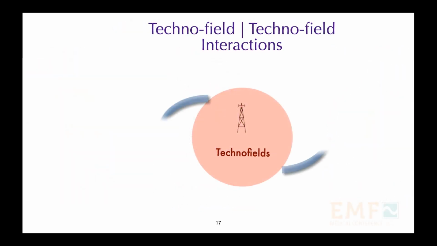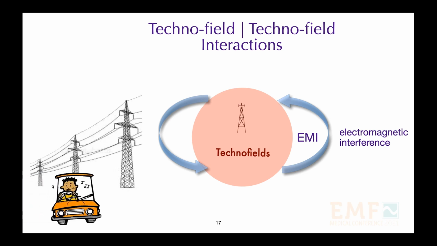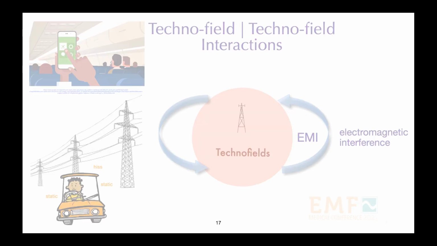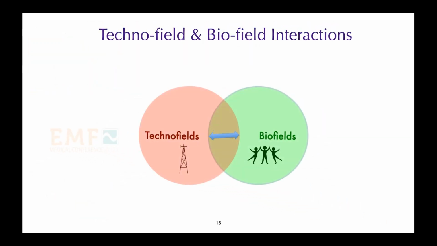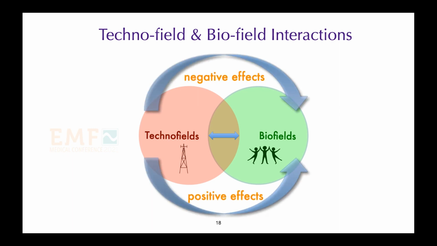And finally, there are technofield interactions. We normally refer to these as electromagnetic interference, or EMI, if it is negative. Driving under or near power lines while listening to an AM radio station causes static and electromagnetic interference. Placing your cell phone in airplane mode is supposed to prevent any interference while on board an airplane. Most of this course is going to be dealing with technofield-biofield interactions that are either negative or positive.